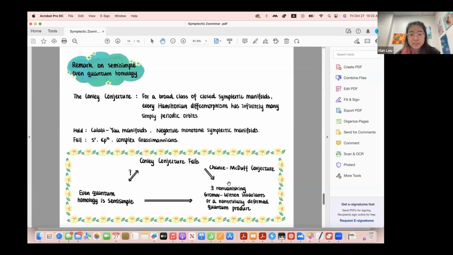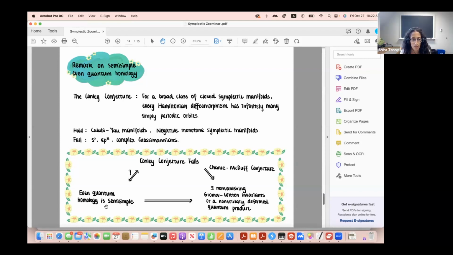I don't know if there is any progress about the trans-Markov conjecture, but if the even quantum homology is semi-simple, then it implies there is a non-vanishing Gromov-Witten invariant. So it seems the condition that even quantum homology is semi-simple is stronger. I didn't make any progress on this, so there isn't much I can say.